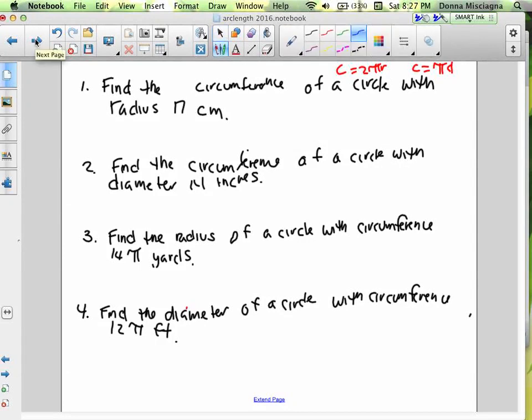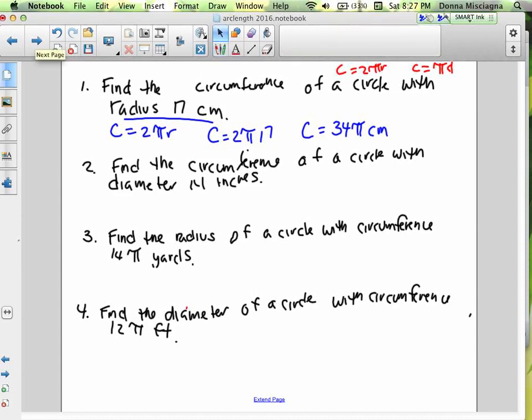All right, thank you. Since I know the radius is 17 centimeters, I'm going to use the formula circumference equals 2 pi r, rather than finding the diameter. So that means circumference is 2 times pi times 17. 2 times 17 means the circumference is 34 pi centimeters. And don't forget to include the units.